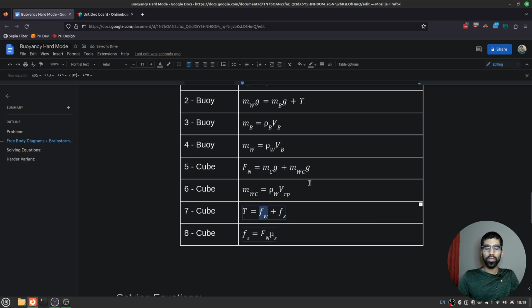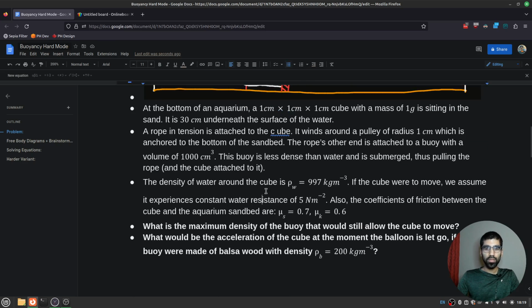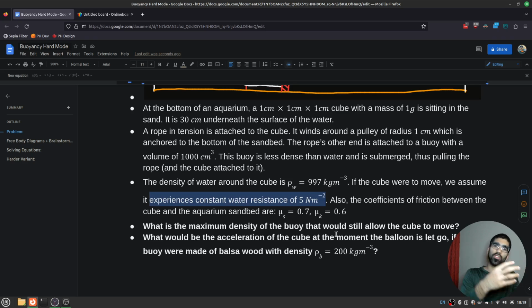How about the water resistance here? You might have noted in the initial problem we have a very large assumption. We're assuming constant water resistance of 5 newtons per every square meter of cube. Now this isn't too far off when the cube is only moving slowly, like 5 centimeters per second. But as the speed of the cube rises, then the resistance is going to increase quite sharply. So this is a big assumption, but for simplifying purposes, we'll do it for now.